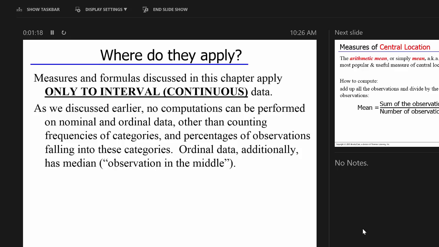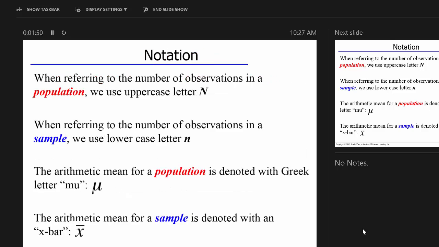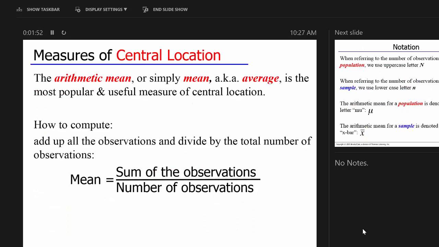Because continuous data set is the most rich one, right? We discussed it in the previous couple of lectures that numerical or continuous data set is highly privileged because we can do all kinds of computations with it, right? We can compute averages, medians, standard deviations, coefficients of variability, what have you, okay? So therefore, the majority of measures that we are going to discuss today in this part is applicable only to interval data, okay?